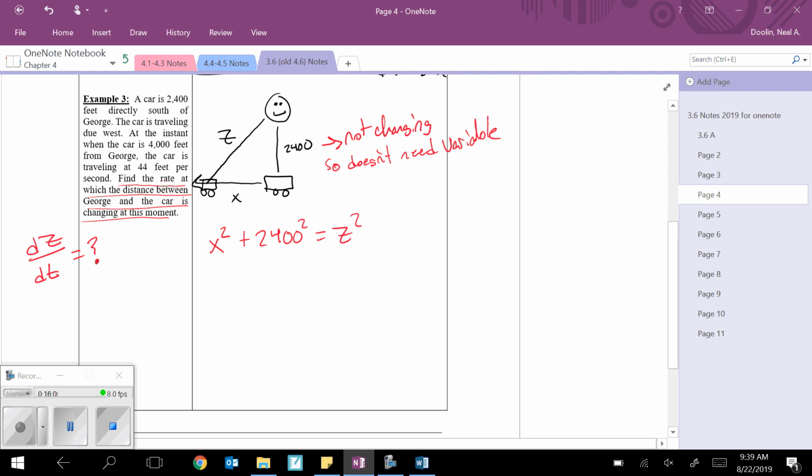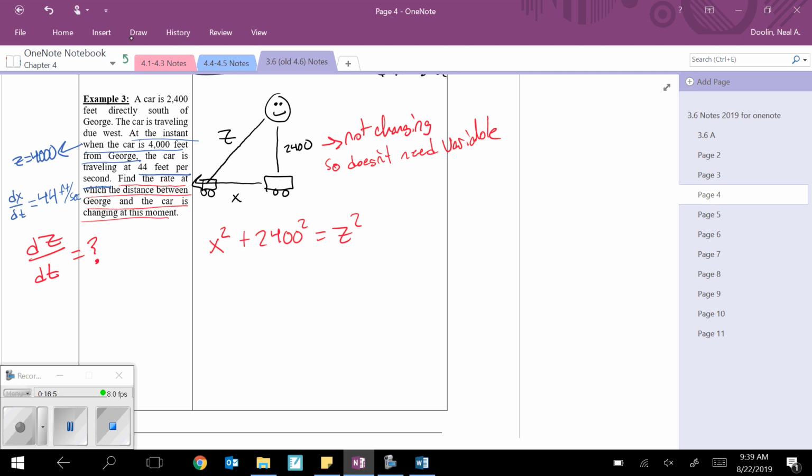We know a couple other things. We know, at the instant, we're looking at the specific time when z is what? This would be 4,000, right? So when z is 4,000, the car is traveling at 44 feet per second. Well, the car is going west. So that sounds like our dx/dt would be 44 feet per second. So why don't we go ahead and derive this? Let's see what we end up with. I think that's all we're going to get out of the word problem.